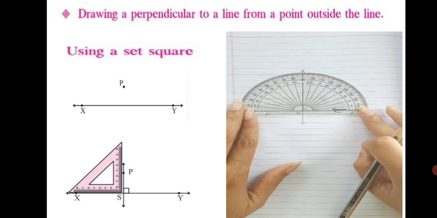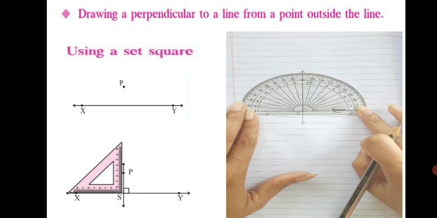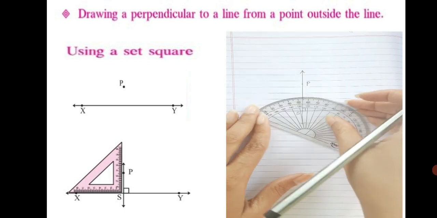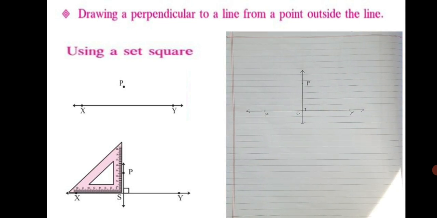Check with the help of a protractor whether the line is perpendicular or not. Yes, it is exactly at 90°, which tells us that this line SP is perpendicular on line XY. You can read it as line SP or line PS. It is perpendicular to XY through point P, which is outside the line. This is how we draw a perpendicular to a given line through a point outside the line using a set square. Now let's learn using a compass and a ruler.